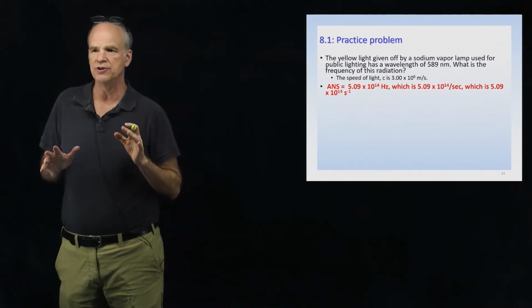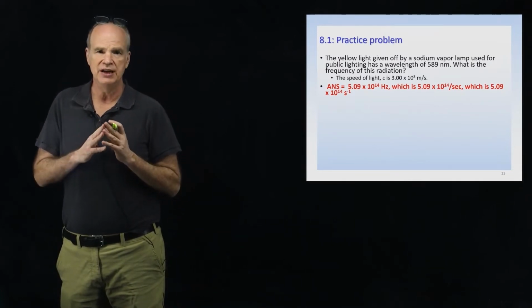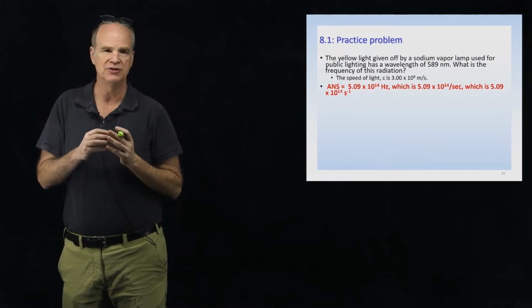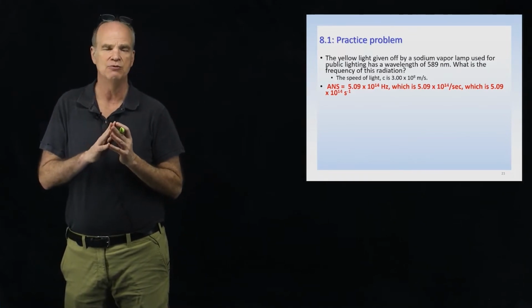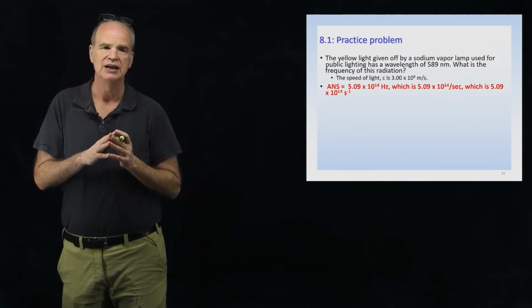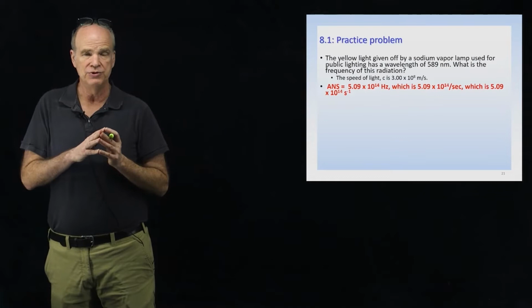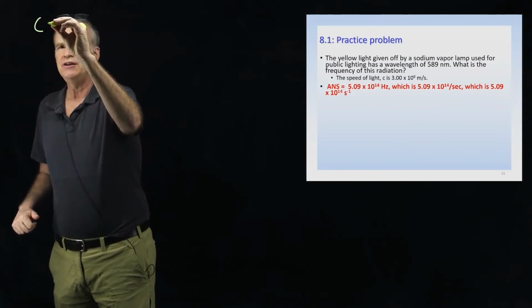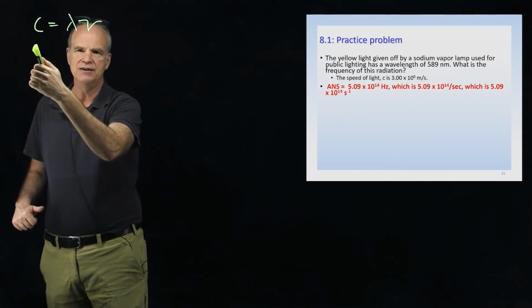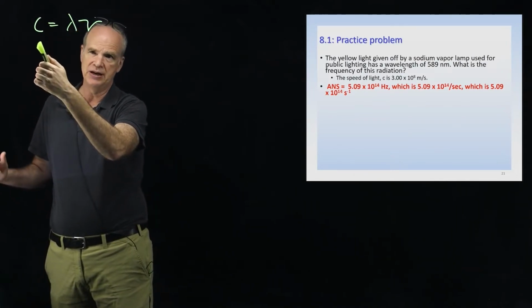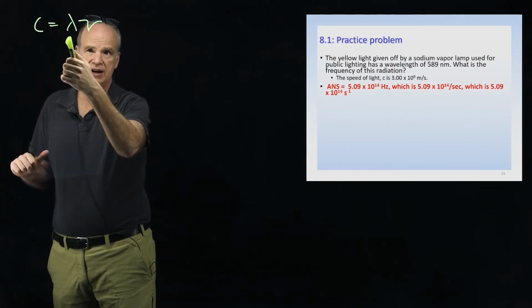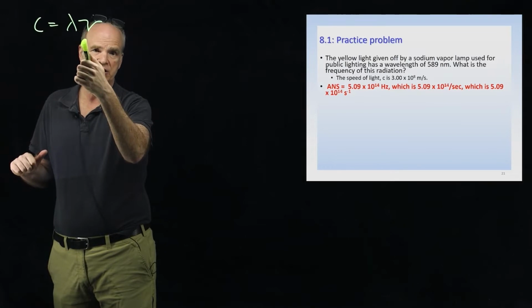So again, what we're trying to do is we're given a wavelength for a certain light wave, which is the light coming out from a sodium vapor lamp, and that wavelength is 589 nanometers. And we're trying to calculate the frequency of that wave. And so the formula you would use for that is c is equal to lambda nu, where c is equal to the speed of light of all light waves, which is 3.0 times 10 to the 8 meters per second. Wavelength, which you know in this problem, is 589 nanometers, and frequency is what you're trying to find.